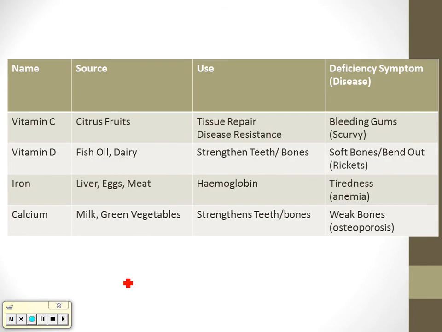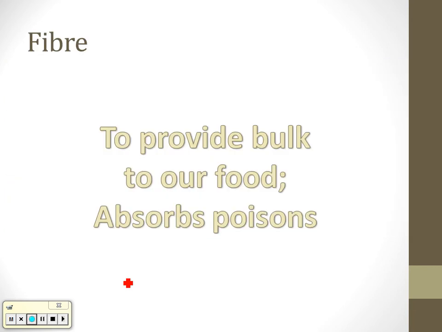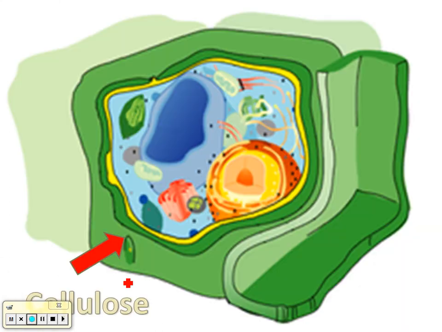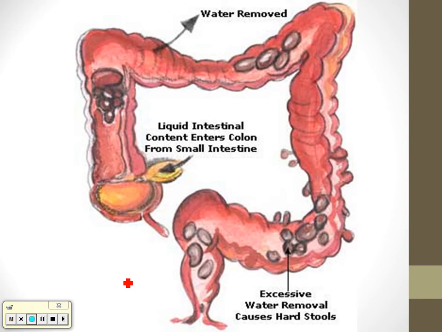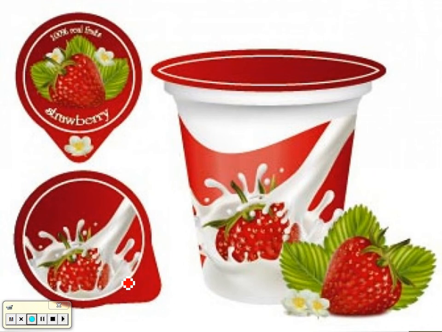The mineral iron is used in the formation of hemoglobin and red blood cells, which transport oxygen. So if you suddenly can't transport enough oxygen, you develop anemia, extreme tiredness. Okay, there you go, a nice little table for you. I'm going to go through these again one by one. This is just an overview, so you can move on quickly. Fiber provides bulk to our food and absorbs poisons. We get it from cellulose. If you don't have enough fiber, you get constipated, which is when too much water gets pulled out of your bowel movement and it just gets hard.